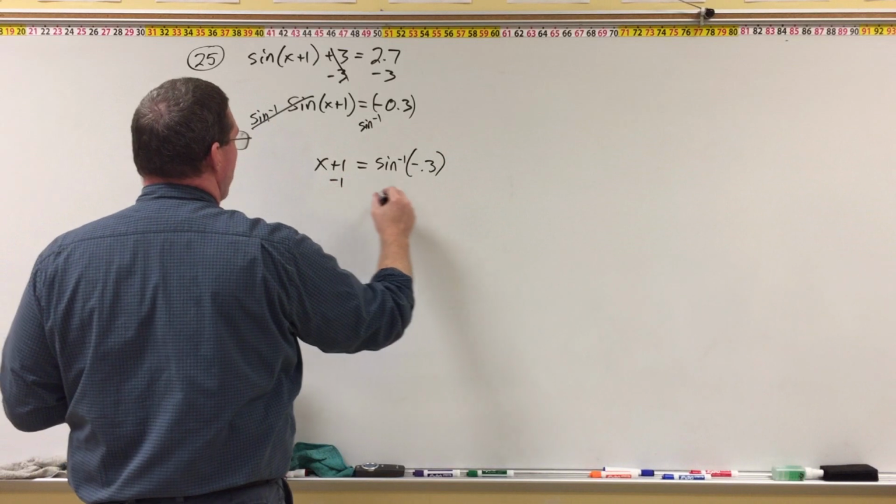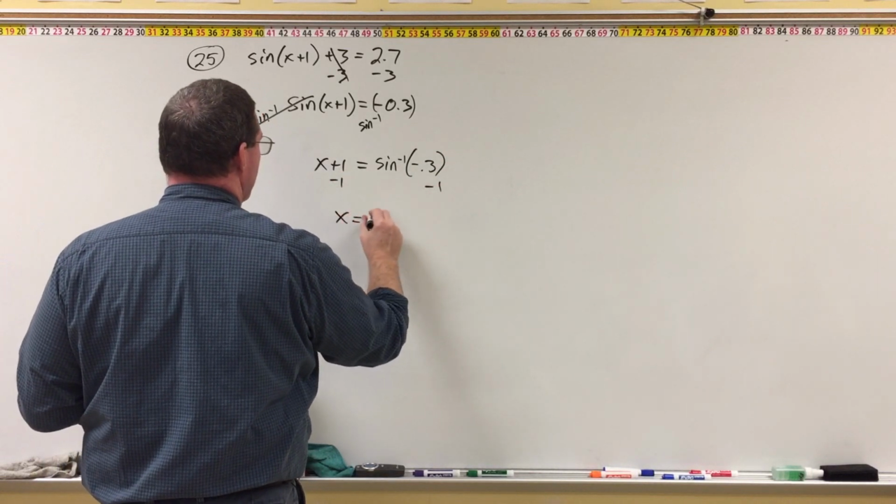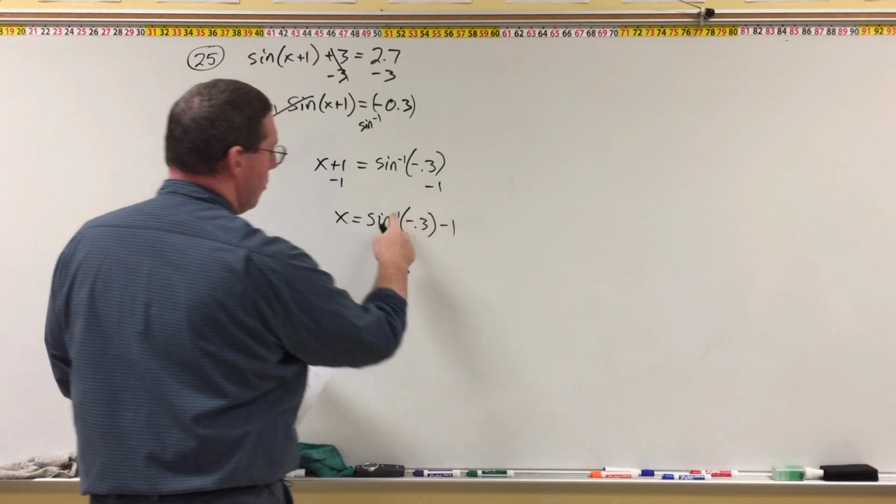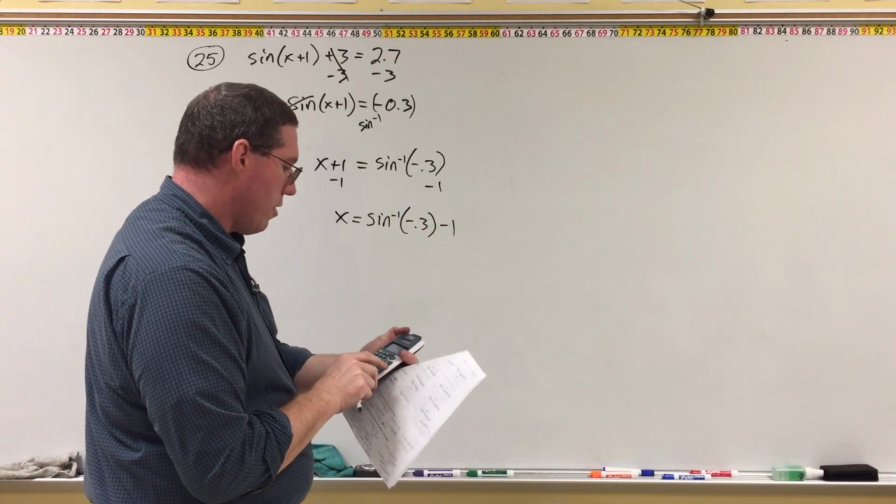Now I'm going to subtract 1 from both sides, and I get x is equal to sine inverse of negative 0.3 minus 1, which I can now key in a calculator. Sine inverse is over the sine button.